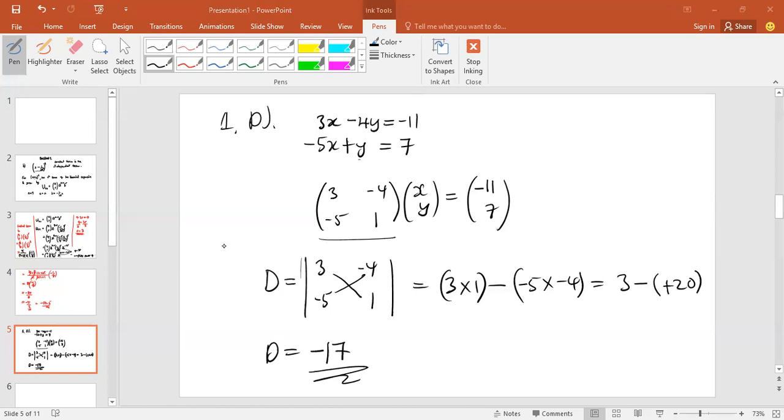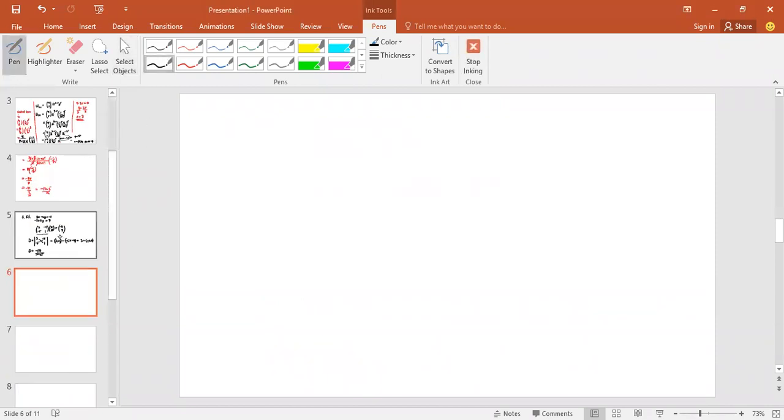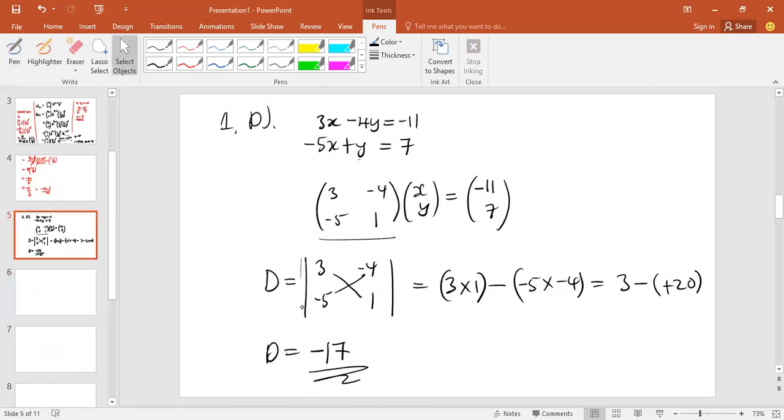Okay, good boy. Okay, so the next thing that you do is take note. You have this is the matrix of determinant. So you are going to find dx. So you replace this x column with the solution, that is your dx.